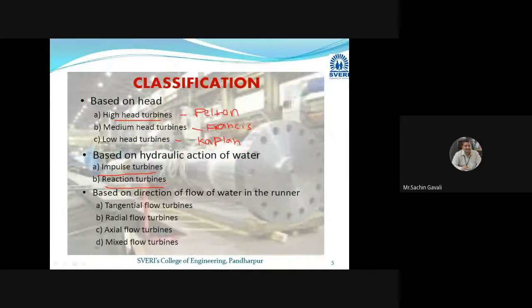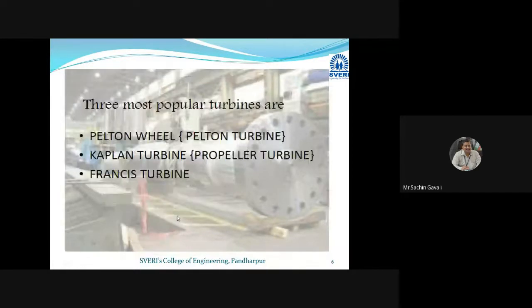Then, based on the direction of flow of water in the runner, there are tangential flow turbines, where the water flows tangentially. If the water is flowing radially, it is called radial flow. Then axial flow, along the axis of the turbine, and mixed flow. It may be a combination of tangential, radial and axial. If two flows are mixed, it is called a mixed flow turbine.